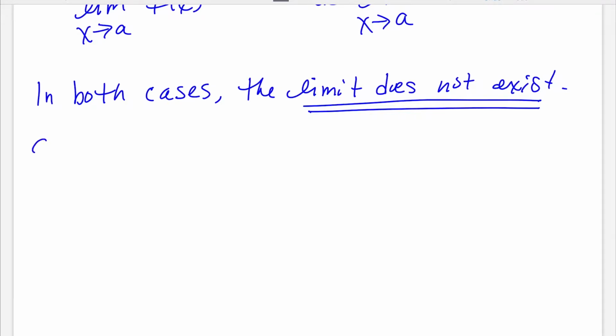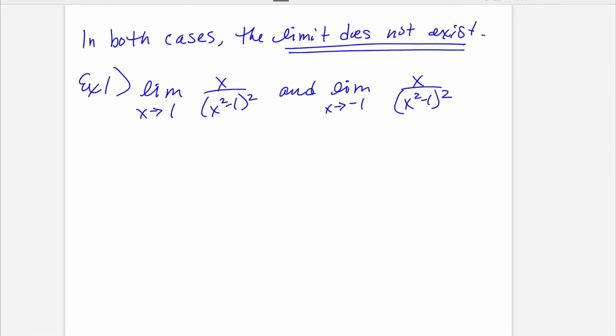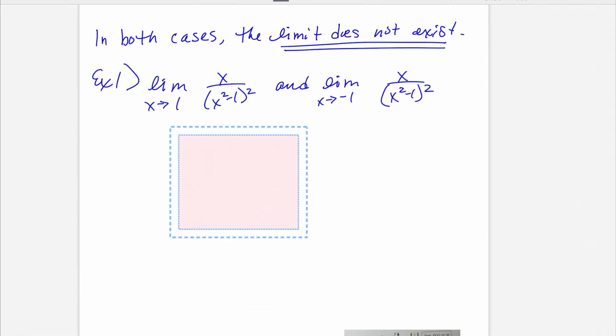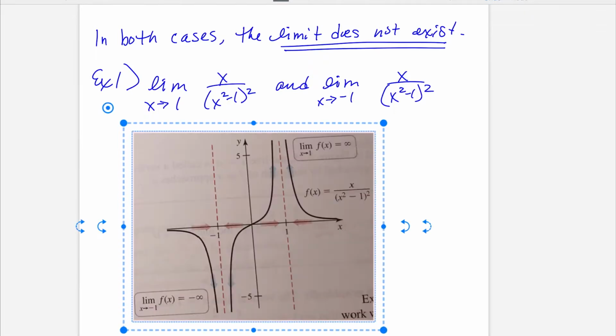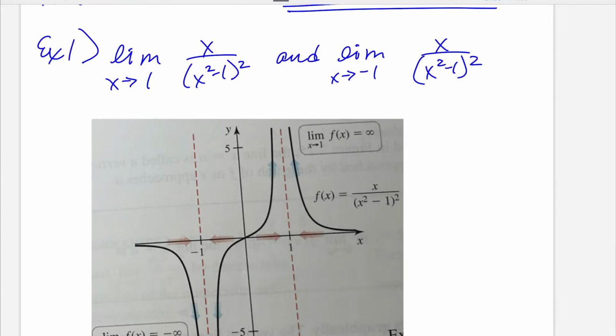Here's example 1. We want to analyze the limit as x approaches 1 of x over x squared minus 1, that quantity squared, and the limit as x approaches negative 1 of x over x squared minus 1, that quantity squared, using this graph. Oops, it's down here farther. Let me bring it up. All right, using this graph is what we're going to be doing.